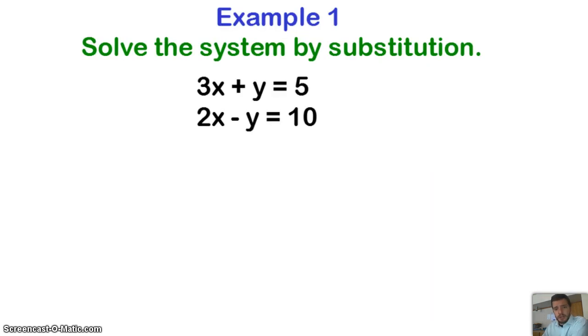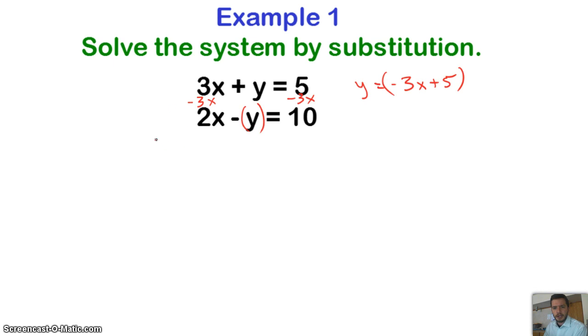Step 1 says you have to get a variable by itself. You'll notice that there's not a variable by itself. So I'm looking for a variable without a coefficient, one that would be easy to get by itself in one step. I've got this positive y, which I think would be easy to get by itself just by subtracting 3x. So y equals negative 3x plus 5. This is what I'm going to plug in for this y down here.